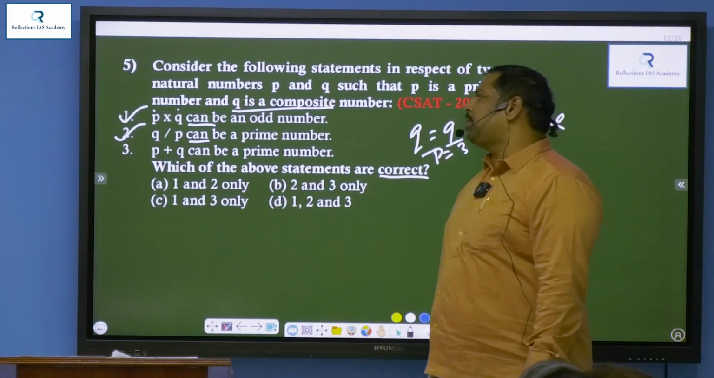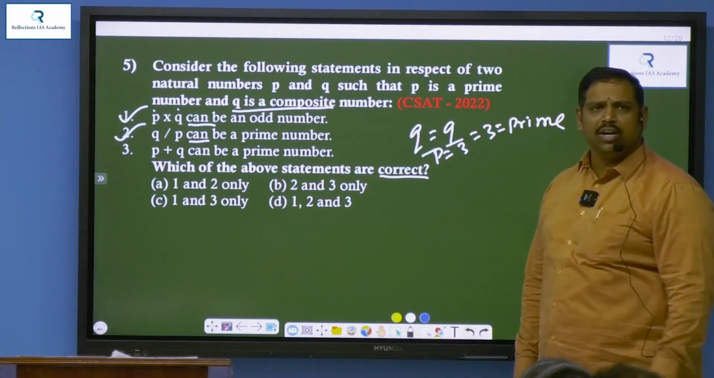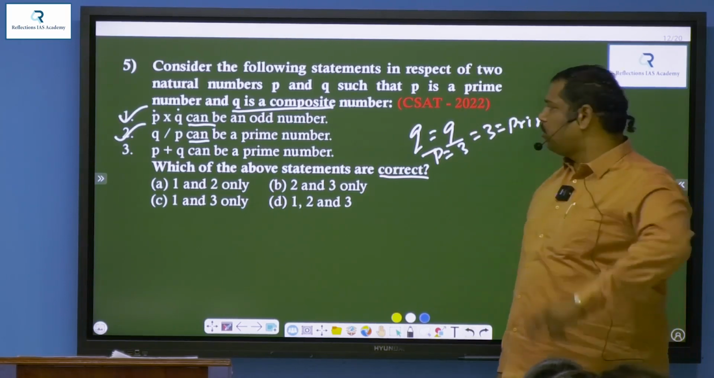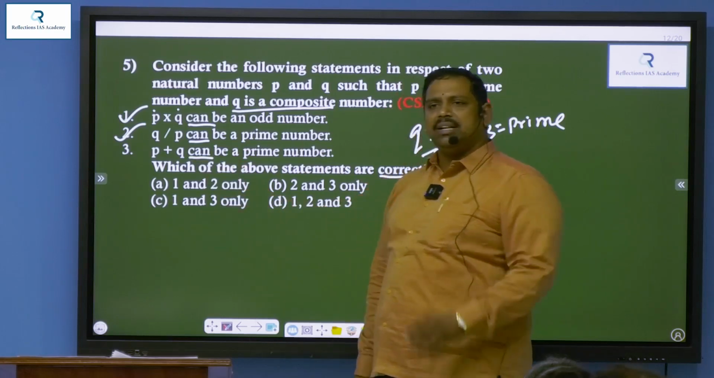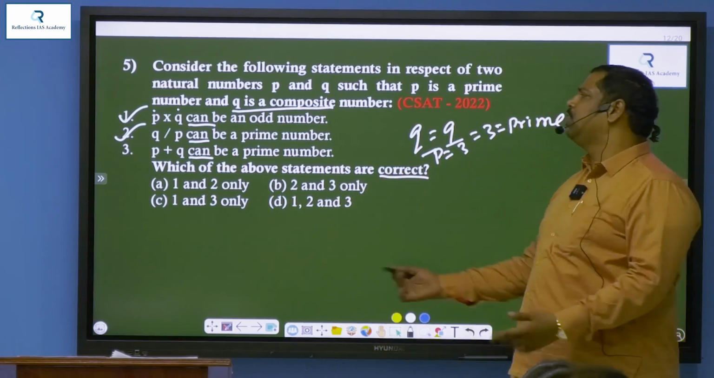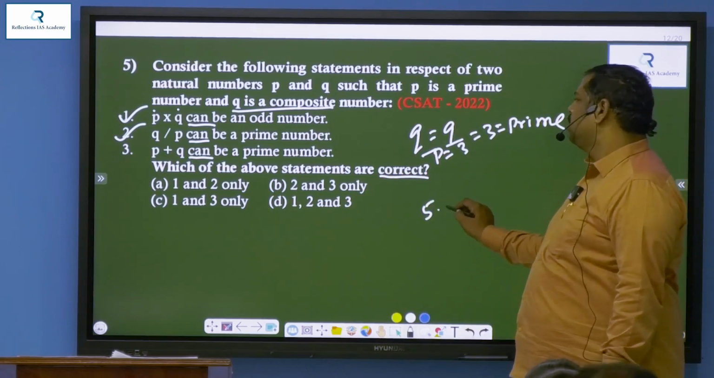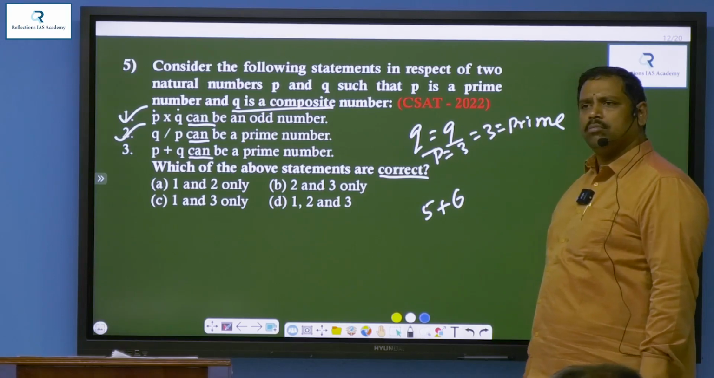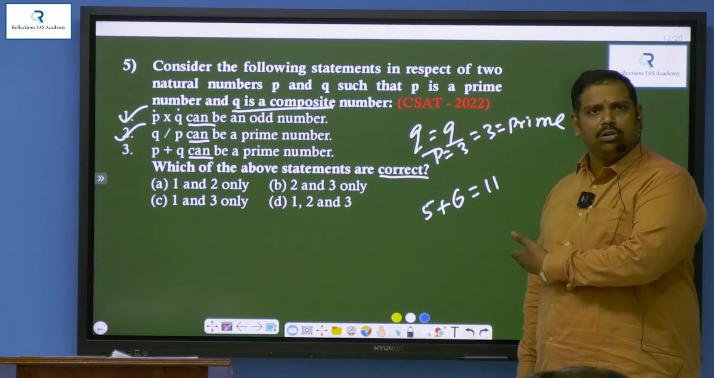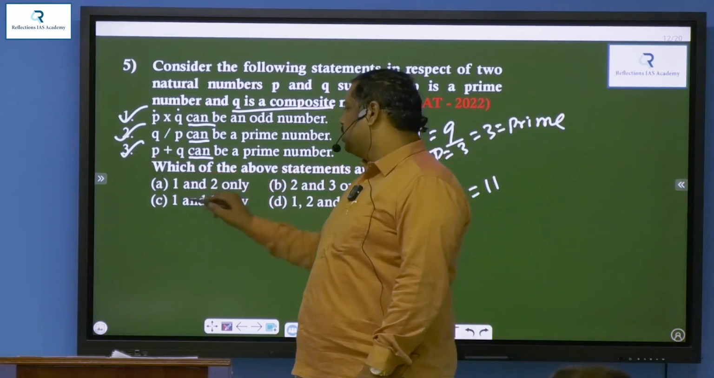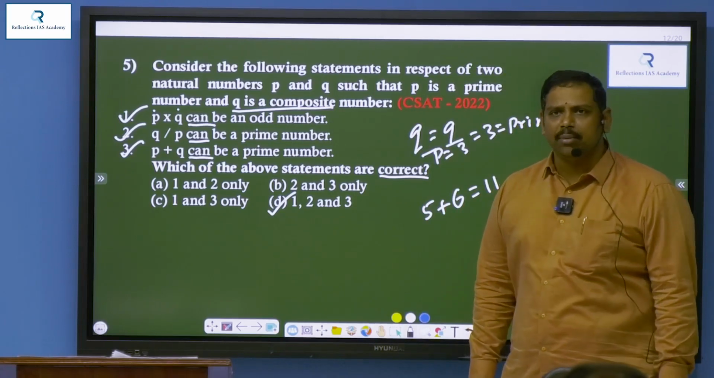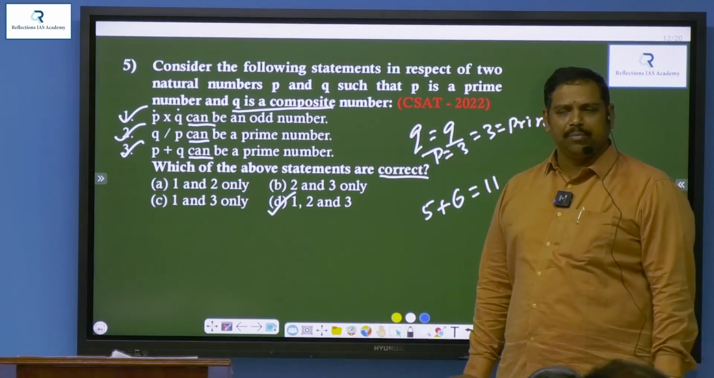P plus Q can be a prime number. P plus Q. What is P? Prime number. What is Q? Composite number. What's the beautiful word he used? Can. Means try to prove it. If you are unable to prove, that is wrong. P is a prime number, sir. Q is a composite number, sir. What's the sum? A prime number. Is it a possibility or not? So the third one is also correct. So all 1, 2, 3 are correct. Am I clear, my dear persons? Right, good.